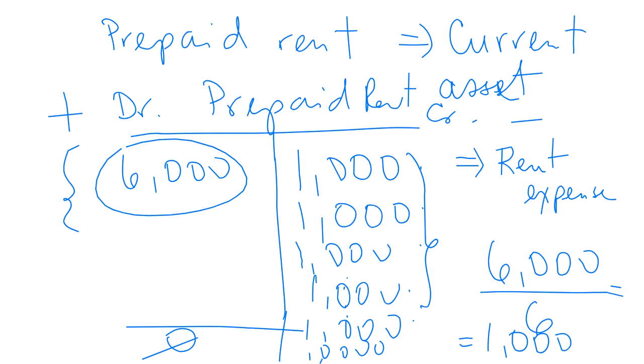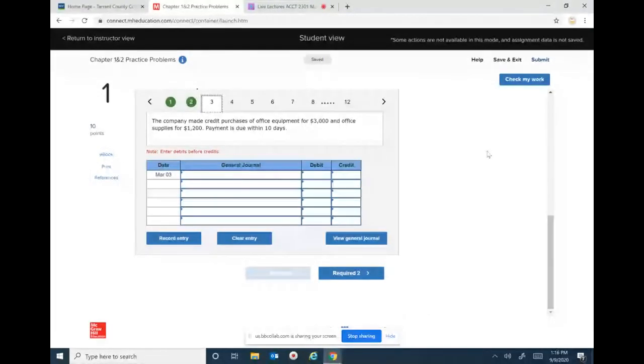All right, so I'm still working the problem. This is a longer problem. I'd like to continue analyzing some transactions with you. So if I look at the next transaction, we already did 1 and 2. Let's look at 3. The company made credit purchases of office equipment for $3,000 and office supplies for $1,200.